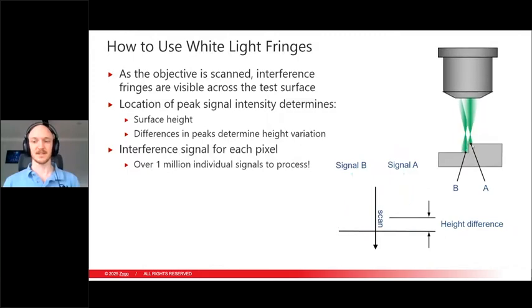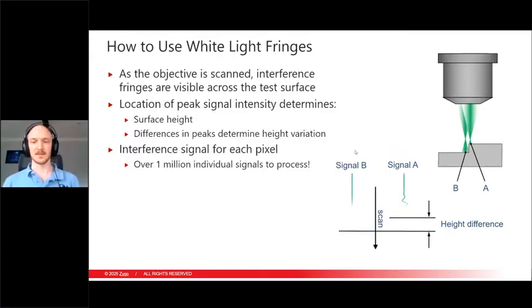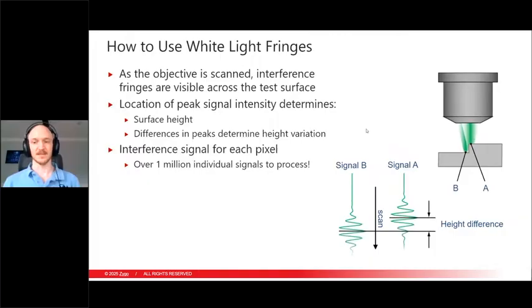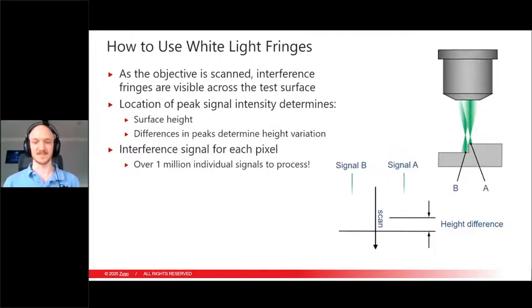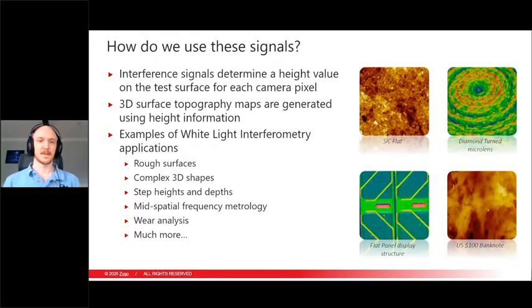Now, the interesting thing, I think, about this is that we use a 2D camera array to image this. So for any given scan, we have over 1 million signals to process. The way that we actually use these signals and this scan is in generating a 3D topography map of our surface. And you can see I've included a few examples here on the right.